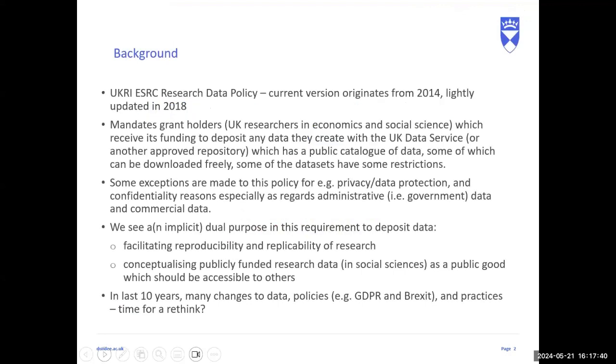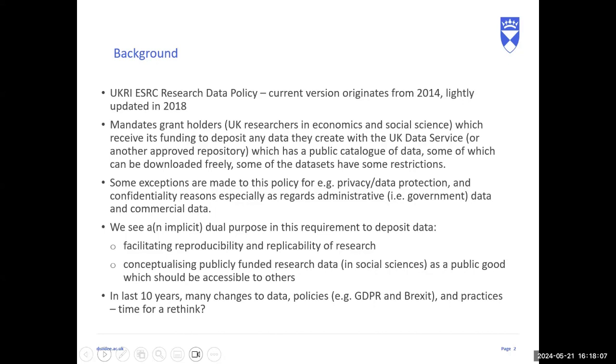Okay, so the background to this is the Economic and Social Research Council, one of the publicly funded research councils in the United Kingdom, has had a research data policy for some time, since the 1990s, we actually think. But the current version of the policy originates from 10 years ago and was lightly updated in 2018.